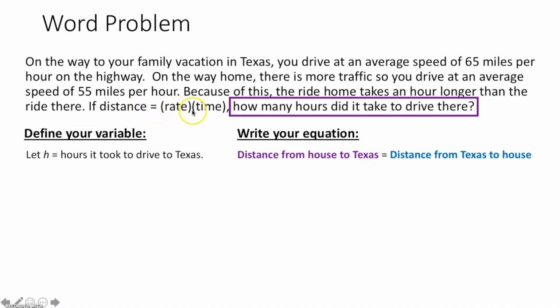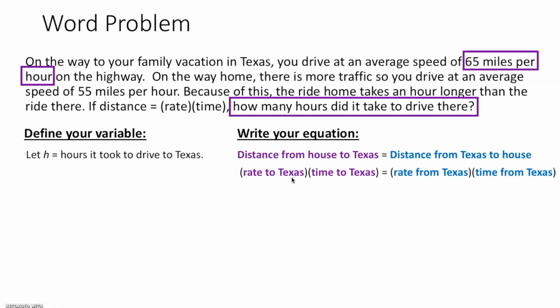Since we know distance is equal to rate times time, what we can actually do now is we can plug in the rate from your house to Texas times the time from your house to Texas is equal to the rate from Texas to your house times the time from Texas to your house. Now we have something we can work with. Rate to Texas. Was there a speed given that we drove to Texas? Yes, 65 miles per hour. So here we can plug in 65. Here, the rate from Texas, 55 miles per hour. We can plug that in.